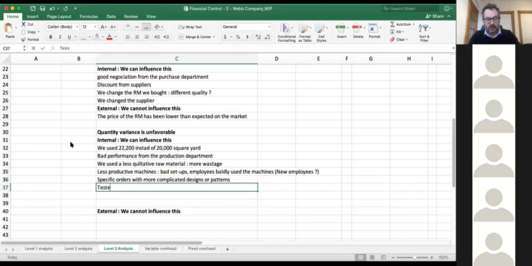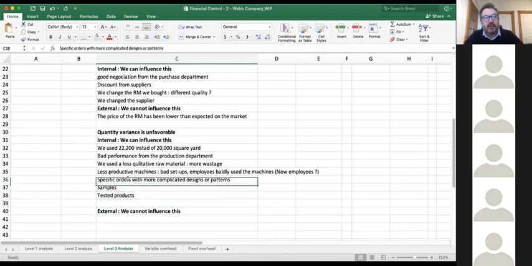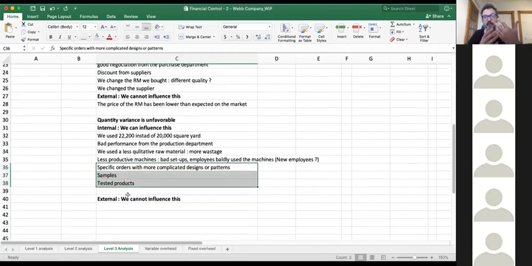Tested products, meaning we took some more time to test more products. That would go with the settings. Samples, exactly. So that could be a good explanation. Specific orders with samples, sorry, tested products. I didn't put it. All those things would be good explanations to defend the production department, because we maybe have a bad performance this month, but maybe for specific reasons that will not happen again.